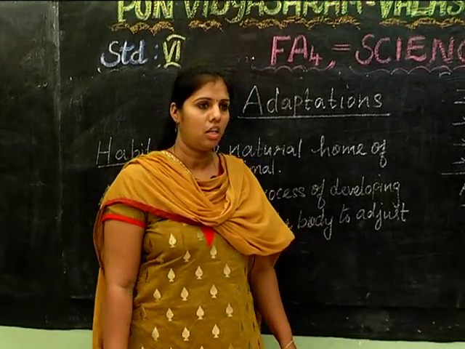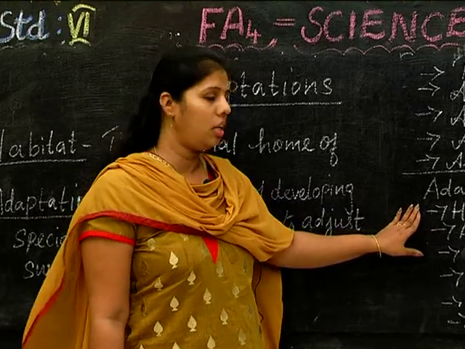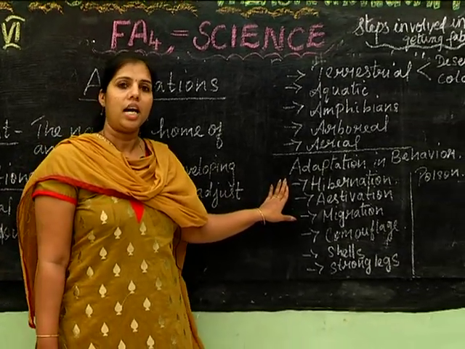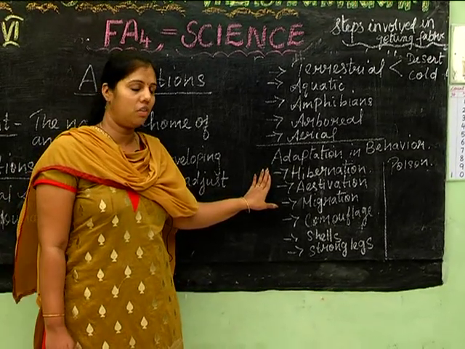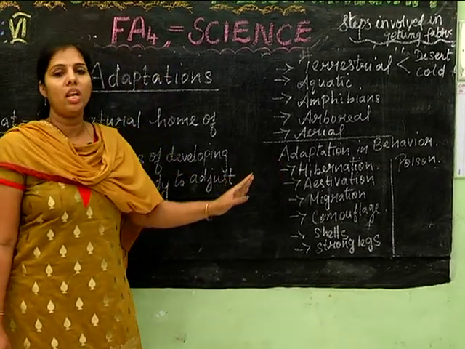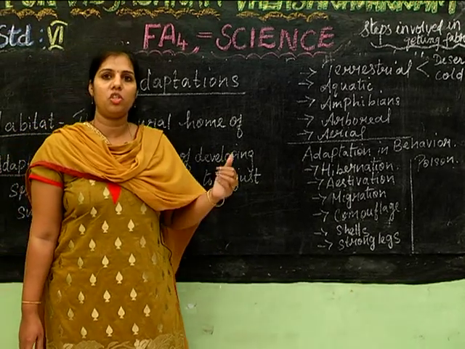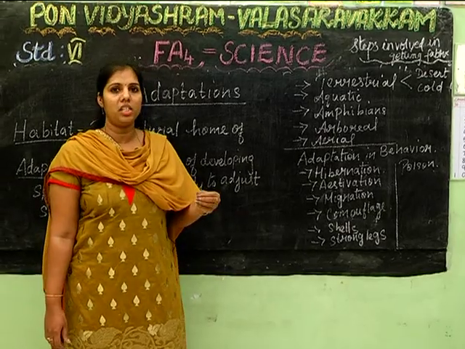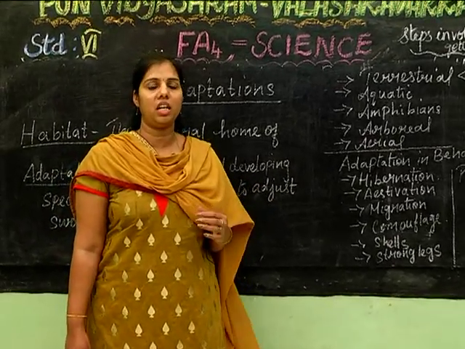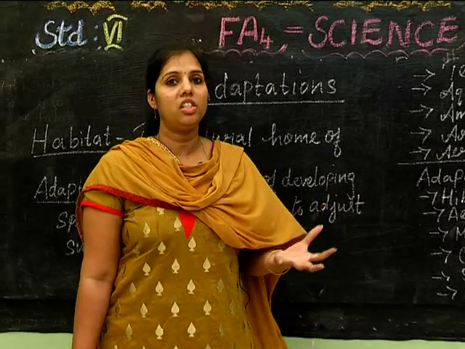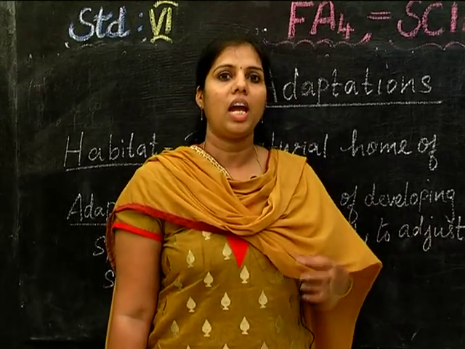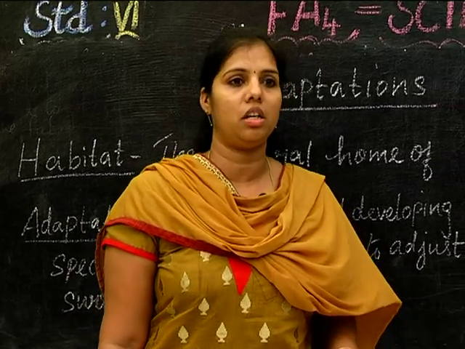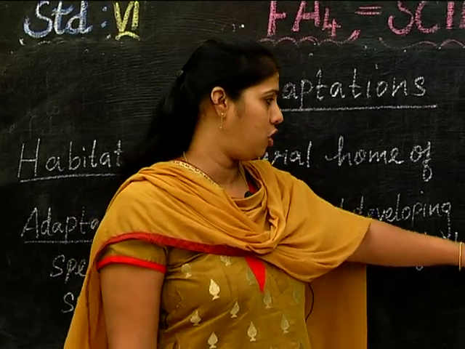Now we go into the adaptation in behavior, like how they behave according to the climatic conditions in various places. First one, hibernation. Hibernation is called the long winter sleep. Polar bears, snakes and lizards which survive in the cold climate go into a long winter sleep. They take a lot of food in the summer, and they go into an inactive state of long sleep in the winter. This is called hibernation.